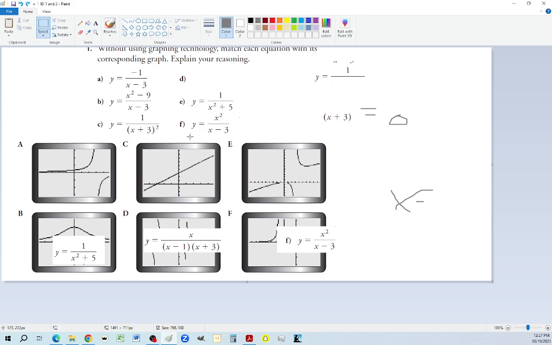That one's minus 3. Because this one's squared, it's always positive. And this one's squared, it's always positive. There we go. X squared minus 3.